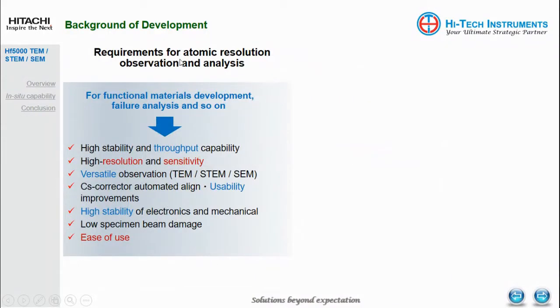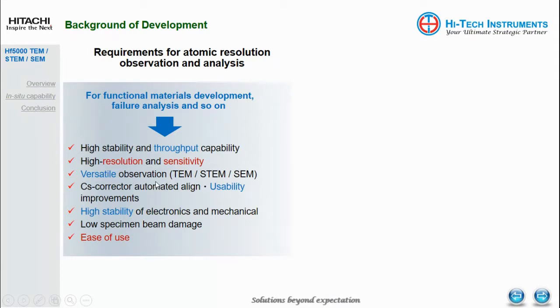So what are the requirements for atomic resolution observation and analysis? It means that your sample you put in, not only looking at the small nanoparticles, but you can observe the atoms within your sample, your particles. And we know that the arrangement of the atoms, the crystal structure, is greatly affecting the performance of your catalyst particles. So for functional materials development, failure analysis, and so on for the semiconductor industry, high stability and throughput capability is required. And high resolution and sensitivity is very important.